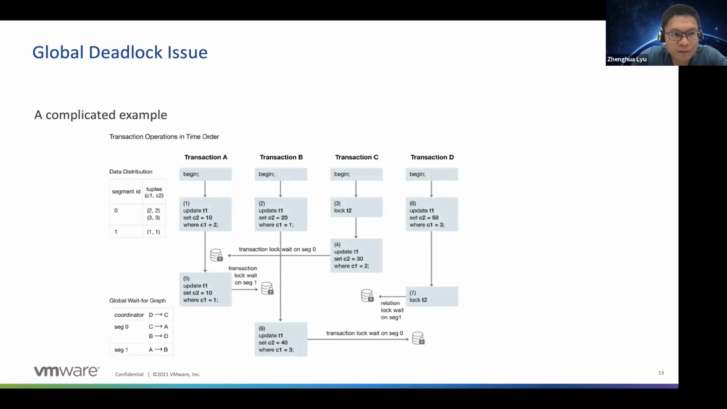Here is a more complicated example of global deadlock in Greenplum if we allow DMLs to run concurrently. This case involves the coordinator in a global deadlock. We are not going to dive into the details here.